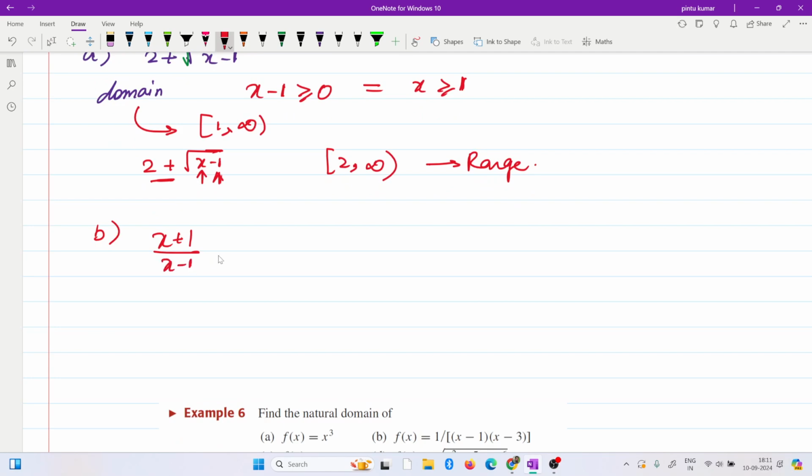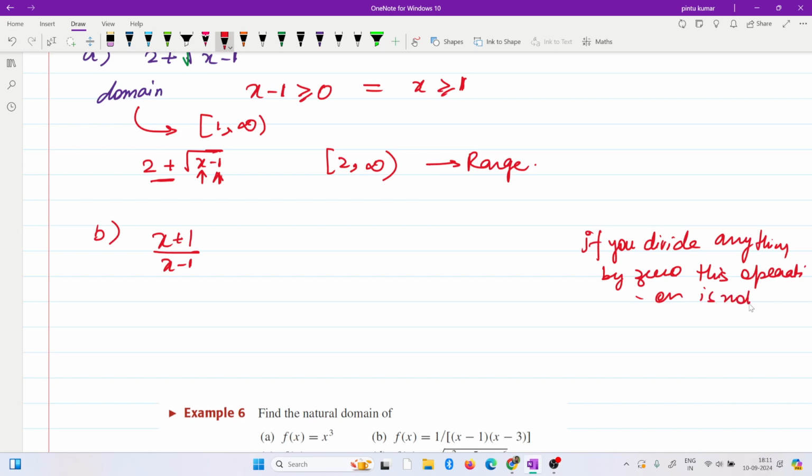So you know that if you divide anything by 0, this operation is not defined. Okay. So you can't divide anything by 0, right? So that's why we can't have the denominator to be 0. So x minus 1, we don't want it to be 0. This implies x is not equal to 1.